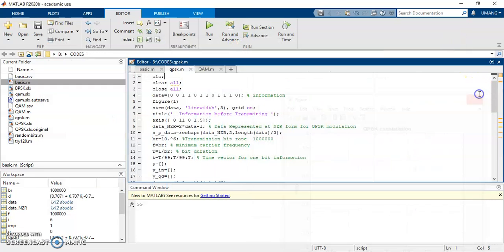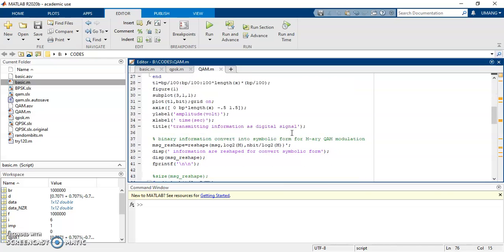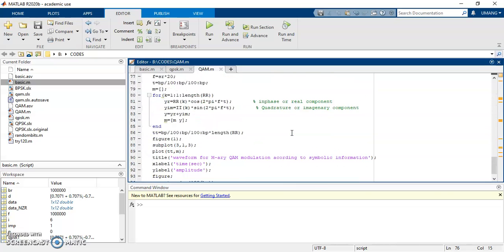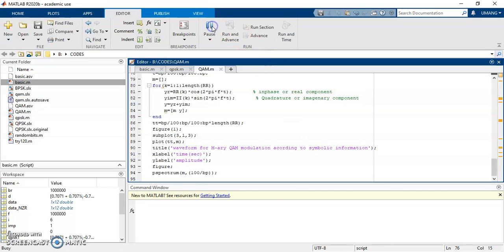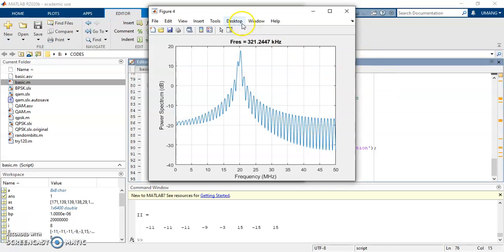Now let's move to the QAM. So this is the code for the QAM signal. Let's run it. This is the power spectrum of the 256 QAM signal. As you can see, we are generating a 20 megahertz QAM signal. So over here in the power spectrum, you can see at 20 megahertz there is one peak.